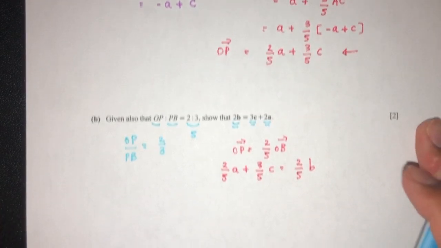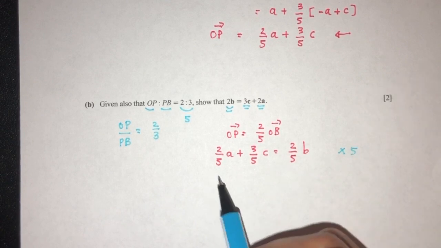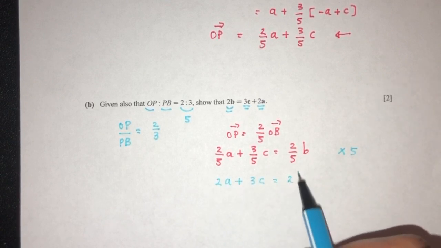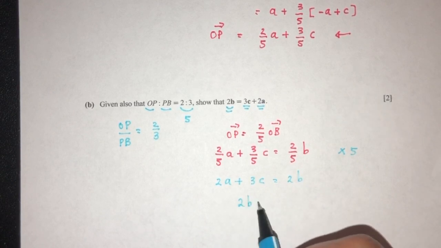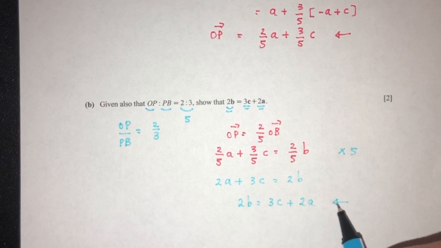Now we can multiply everyone by 5 because we want to cancel out the base. Let's see what happens. You will have 2A plus 3C equal to 2B. So 2B will be 3C plus 2A. This is shown as required.